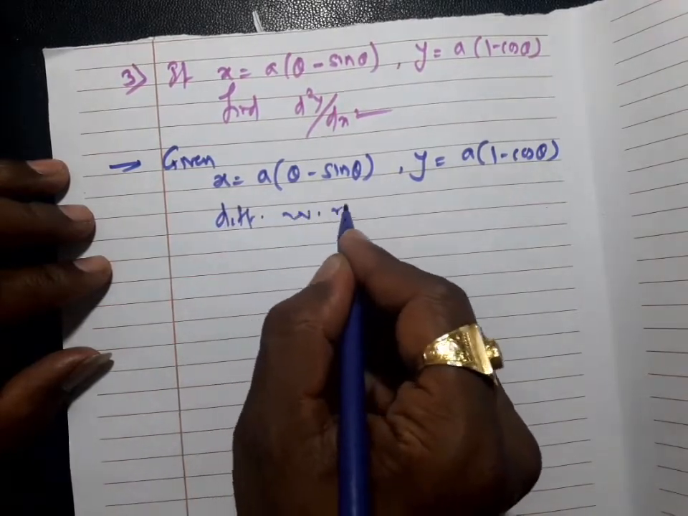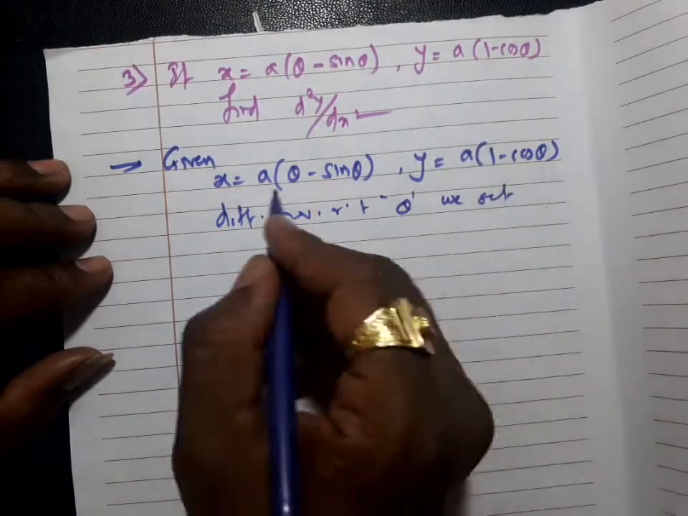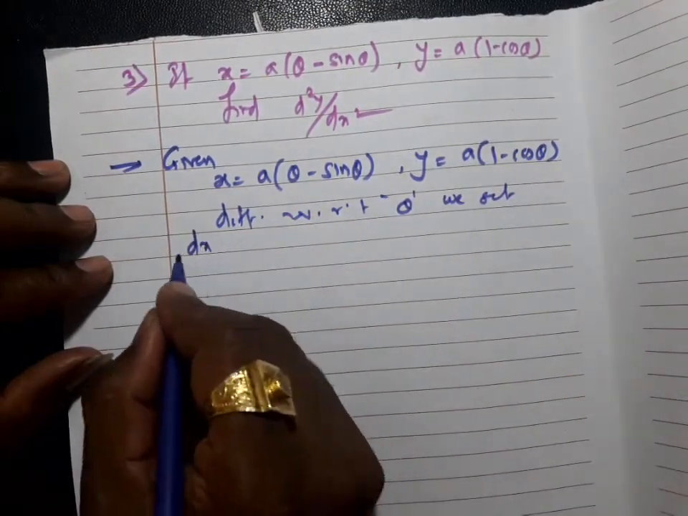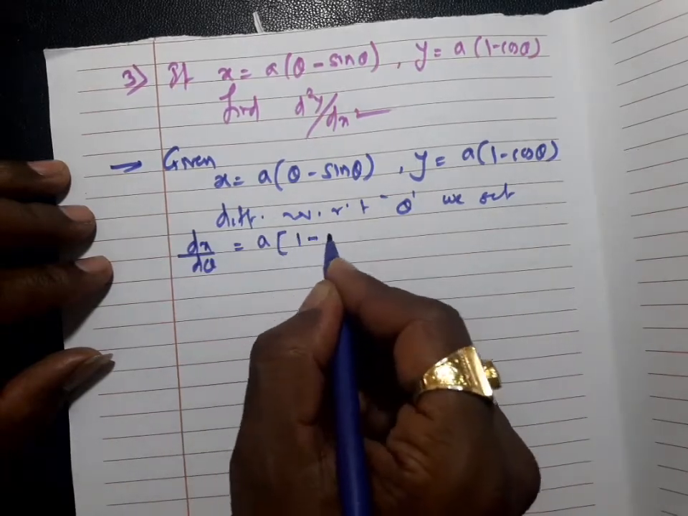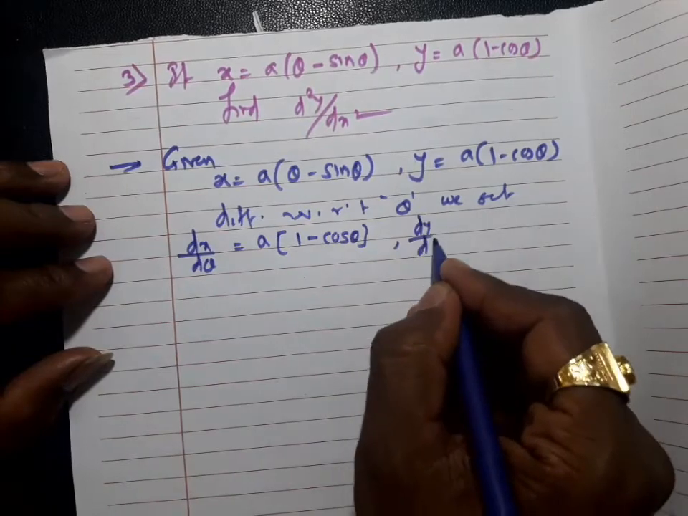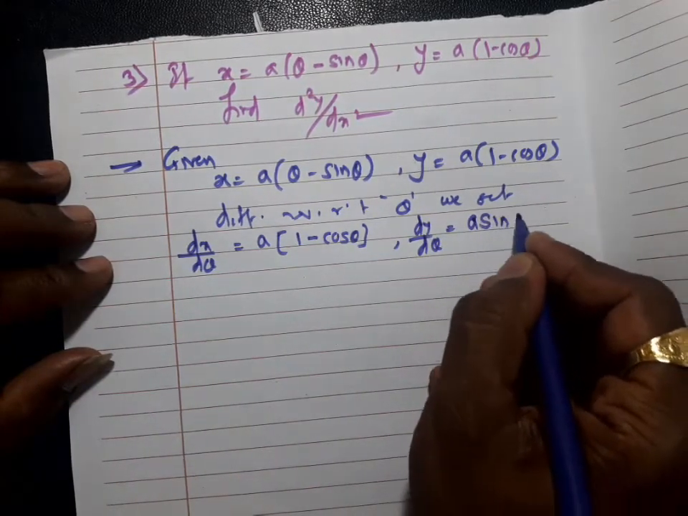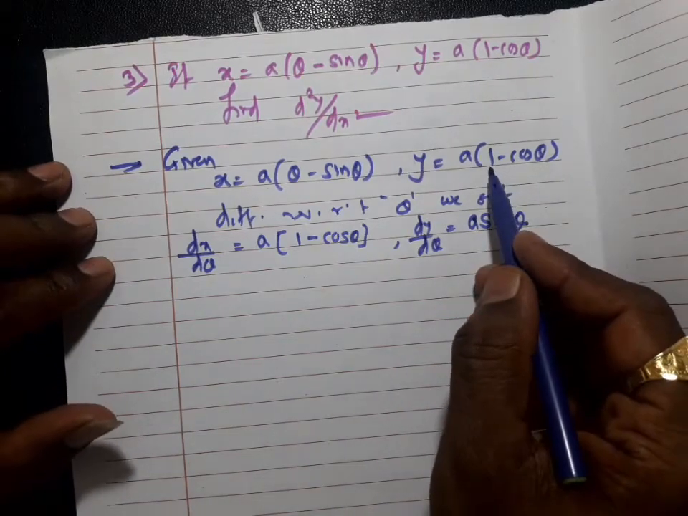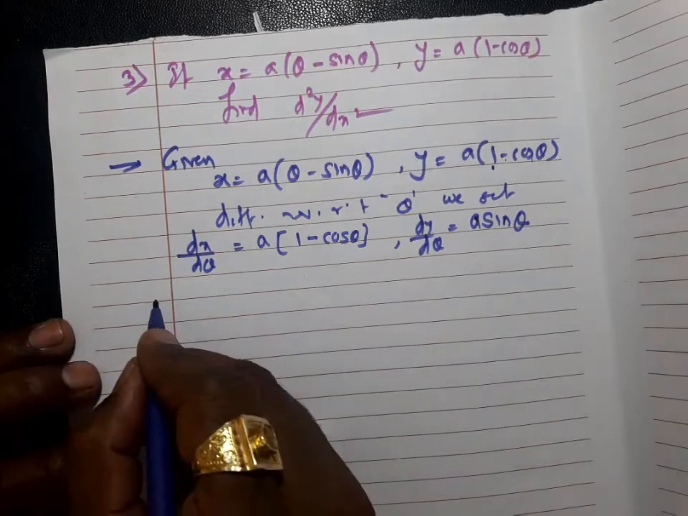Differentiate with respect to theta, we get, because it is parametric form, so this is dx by d theta a into bracket 1 minus cos theta and dy by d theta a sin theta, because derivative of 1 is 0 and derivative of cos is minus, minus into minus is plus.